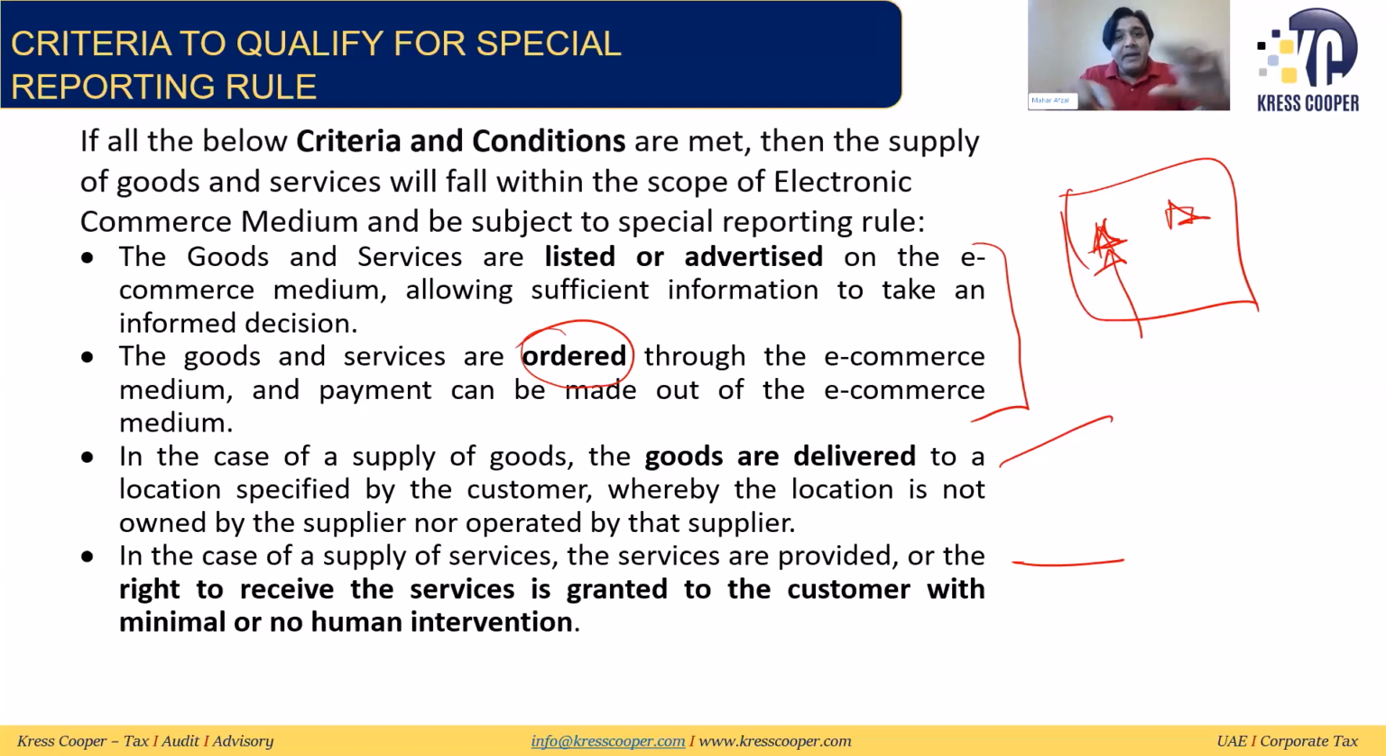Any supply which meets all these conditions, and where the value of the supply is more than 100 million, then we can say yes, this is a qualifying registrant. Otherwise, we say the person is not a qualifying registrant. So this is the criteria to classify goods and services supplied through the e-commerce medium, and these conditions must be fulfilled to qualify as a qualifying registrant.